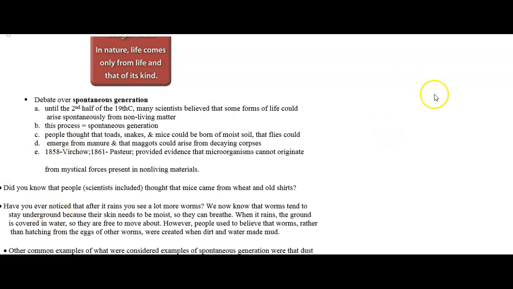So people thought that toads, snakes, and mice could be born of moist soil. Flies could emerge from manure. Maggots could arise from decaying corpses. So let's give an example. Let's say you had some meat, because they didn't know anything about refrigeration, they didn't know anything about bacteria, they didn't know about flies, things like that.